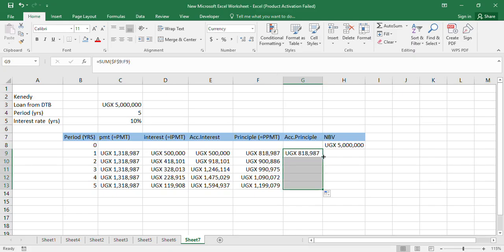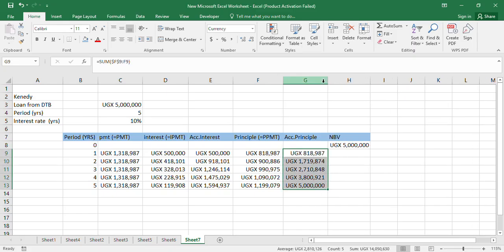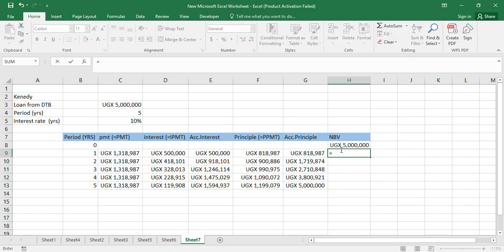We shall autofill this. All is accumulated principal will be equal to the loan amount, don't forget. And we shall get the net book value per year. We shall get the one for the previous year. We fix it and we say minus the existing one. Press enter.